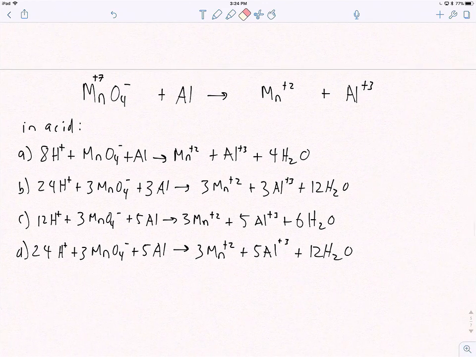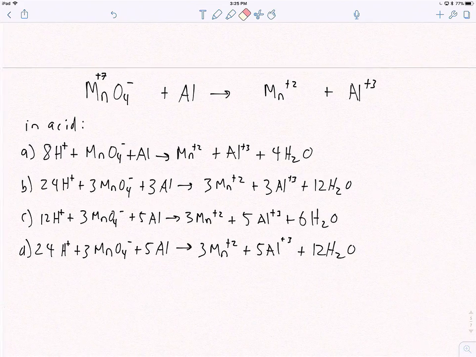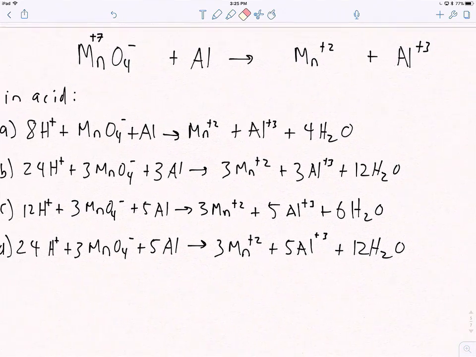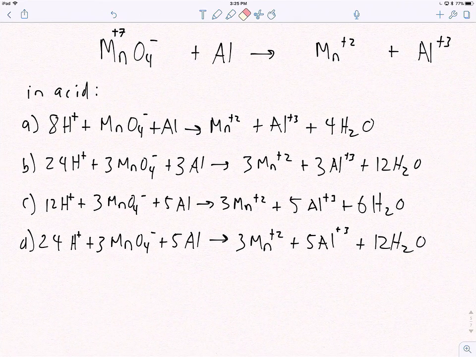We've already shown that Mn is plus 7. Now, how is this one balanced? Permanganate plus aluminum makes manganese plus 2 plus aluminum plus 3.